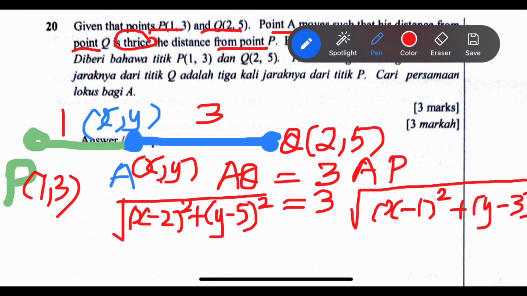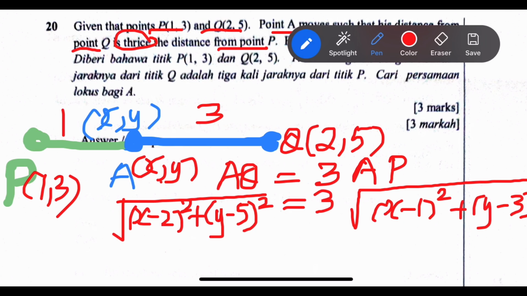You can draw it out, then draw A to P, and then A to Q, and then you label the ratio on the line. So A to P is 1, and then A to Q is 3. Make sure you are very sure about the ratio, then only you do. Alright, okay, so we are going to do locus.